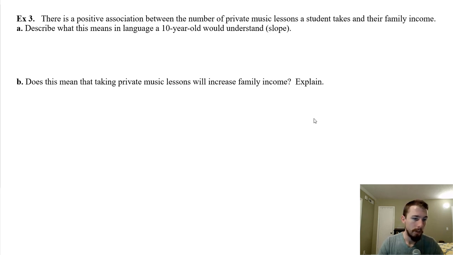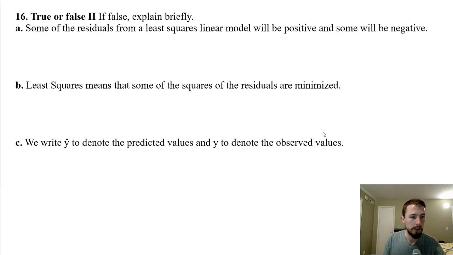All right, does this mean that taking private lessons will increase family income? So we don't know which way it goes. Is it that private lessons increase family income, or does family income increase private lessons, even though that one kind of makes more sense? But we can't state that without a carefully designed experiment with randomly assigned treatment groups. So instead, correlation is not equal to causation. We cannot conclude that without a carefully designed experiment.